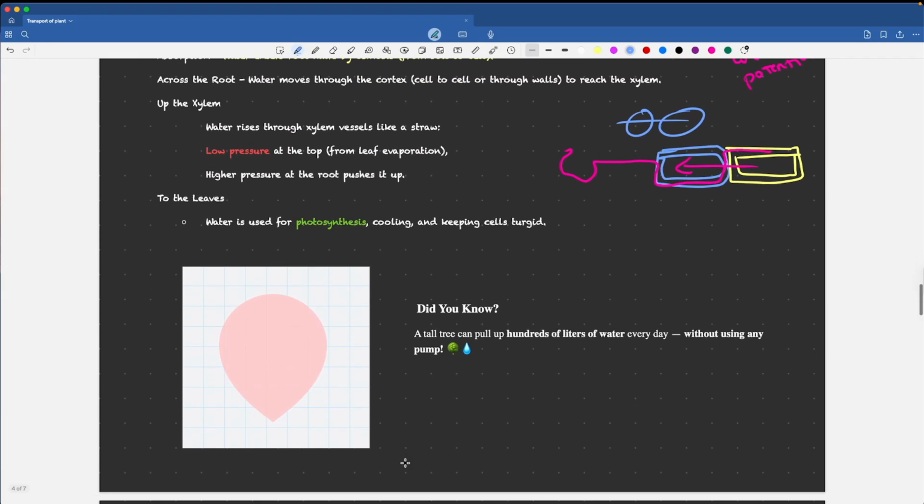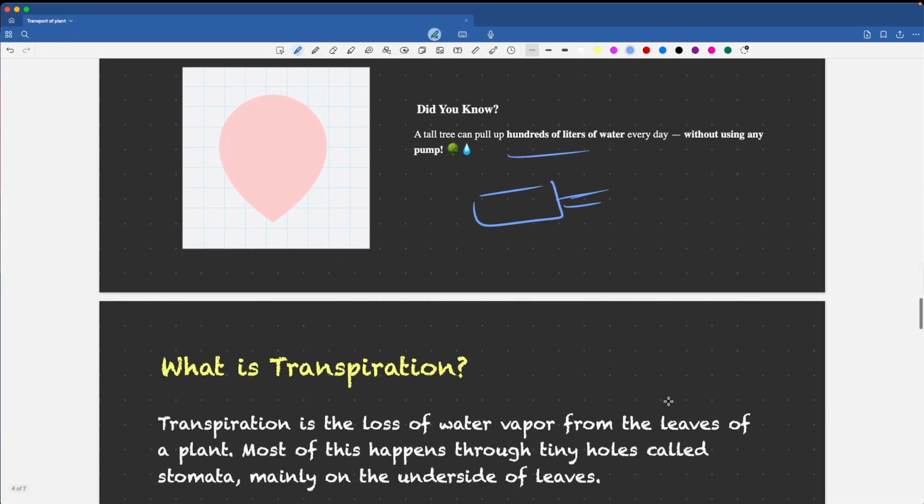What is the water being used for? Other than that, water is used in photosynthesis, as we all know, for cooling and for keeping the cells turgid. That is where the water is being used. So a tree can pull up hundreds of liters of water every single day without using any pump. In our houses we use motors for pumping, but trees pull up hundreds of liters of water from the soil every single day without even using a pump.